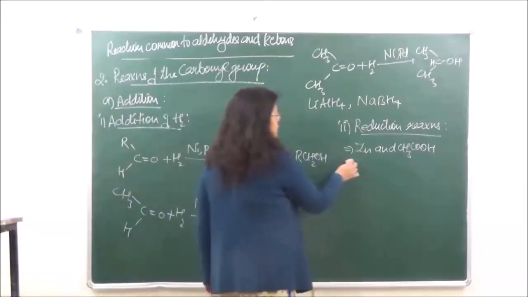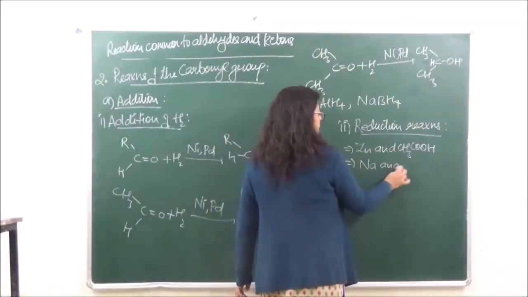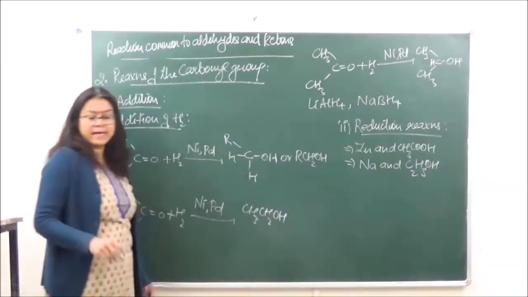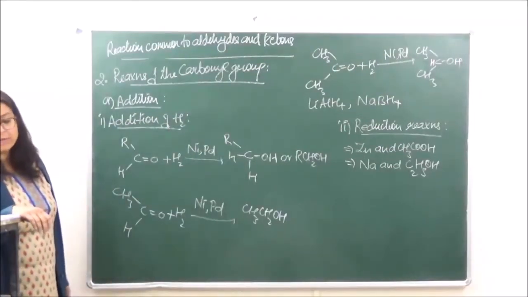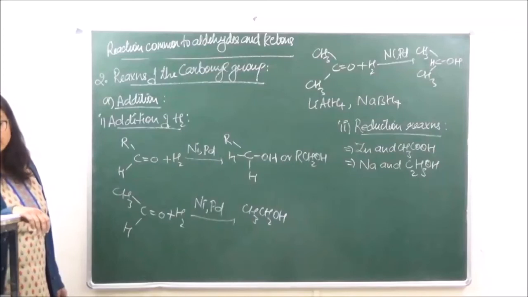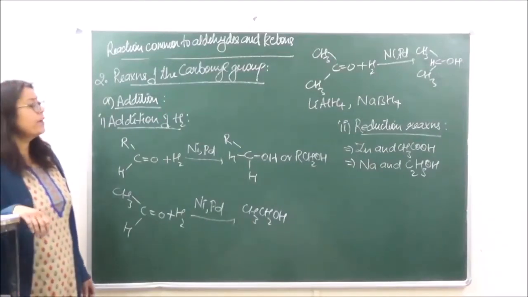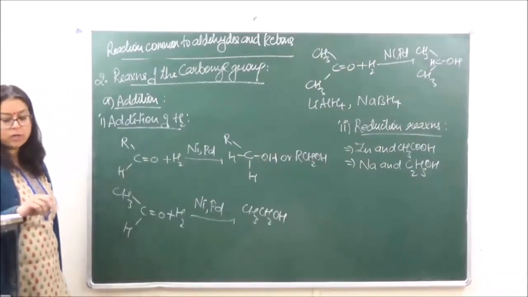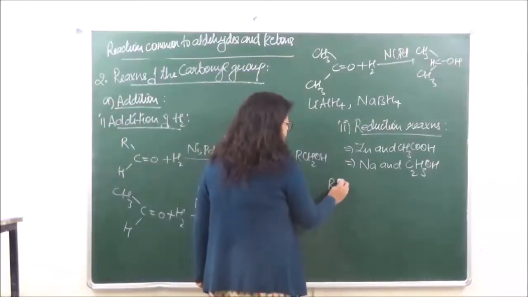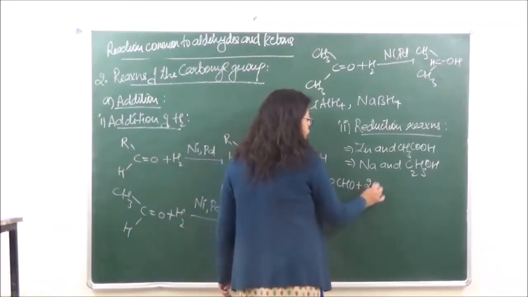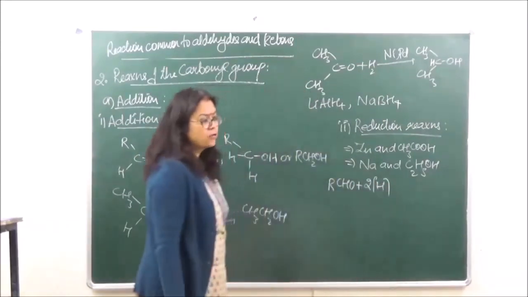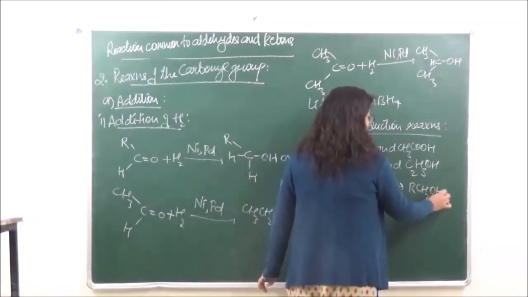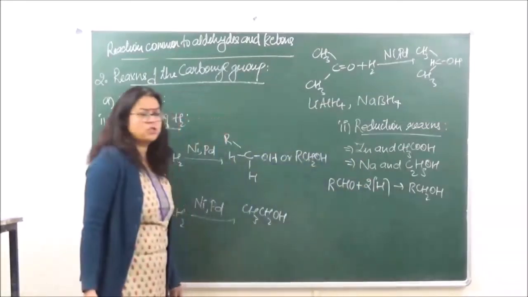We can use sodium and ethyl alcohol. Sodium and ethyl alcohol can be used. We can use lithium aluminum hydride. We can use sodium borohydride. So all of these are again going to reduce the aldehydes into primary alcohols and ketones into secondary alcohols. The only difference is that over here, instead of using molecular hydrogen, we are going to use nascent hydrogen. So this is going to give us what? CH2OH.